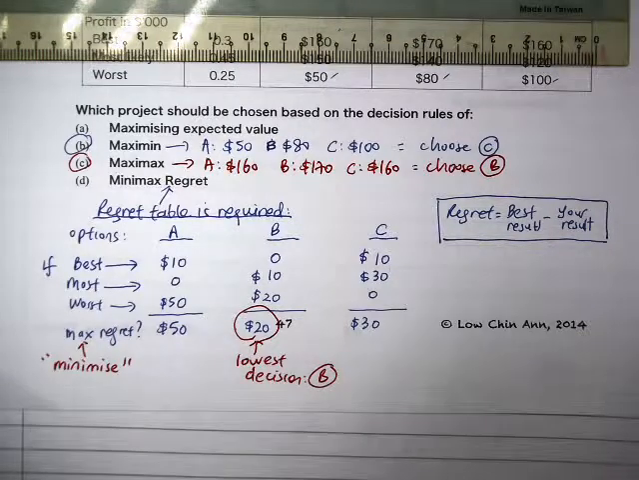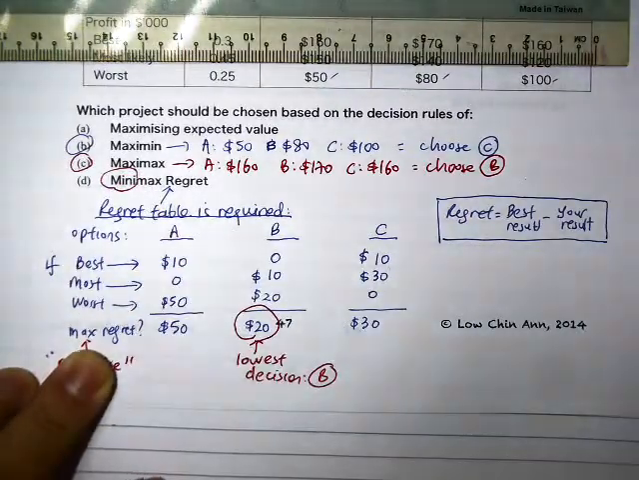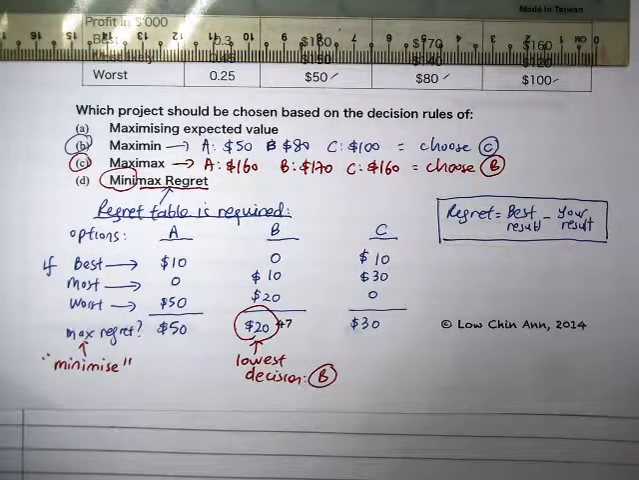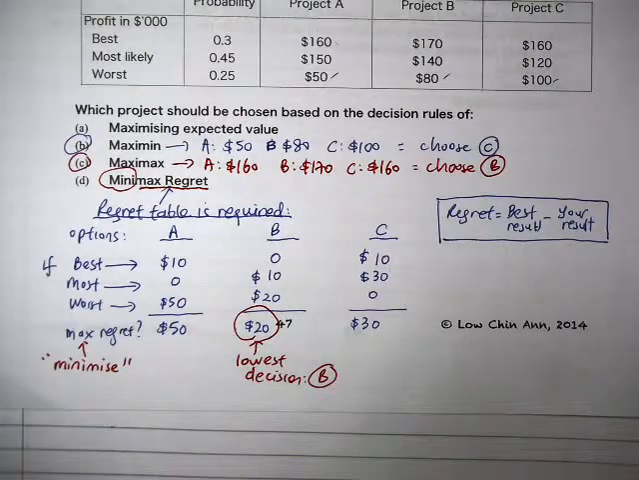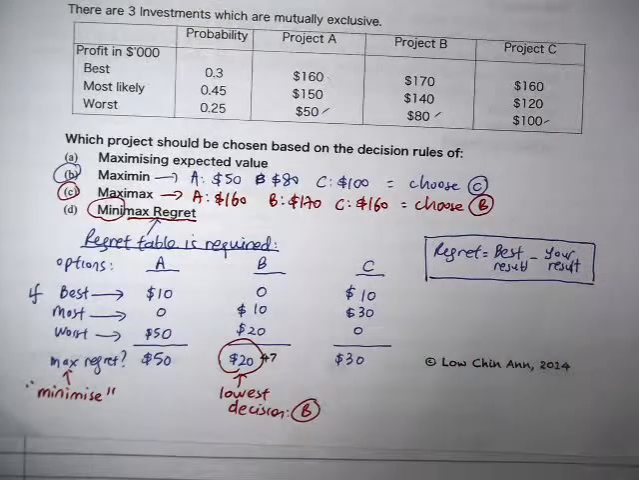Now this is called minimax regret. That's why it's minimizing your maximum regret. Follow? Now these are the three decision rules that we see. Now these three rules, we do not need probability. So you just need to look at the amount and then see which is highest, lowest, and decide. Follow or not? Okay?